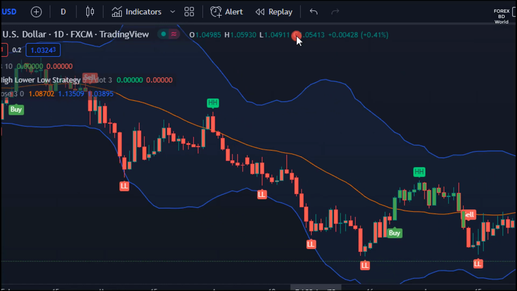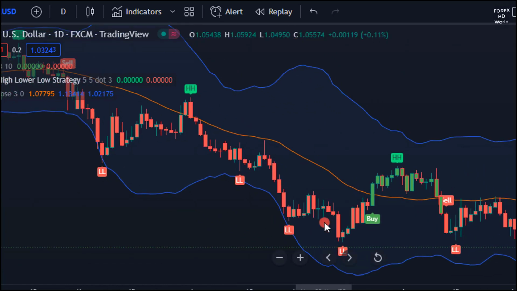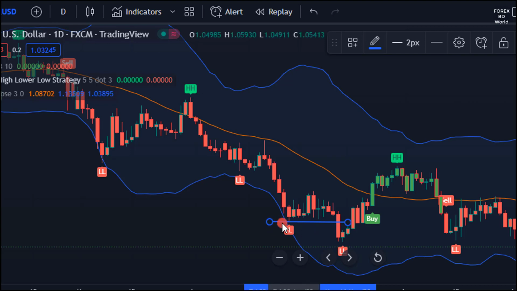Then the second criterion is that the market will break the recent lows. You can see some other writings like LL and HH next to the candle. These mean lower lows and higher highs. LL stands for lower low and HH stands for higher high. So according to our second criterion, the market should go down and break the recent low.